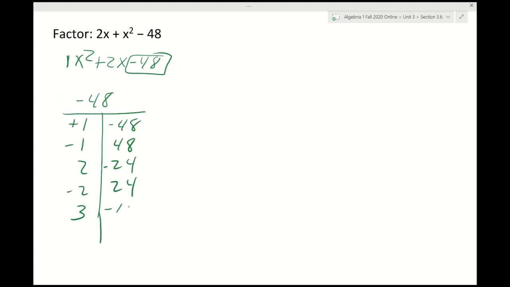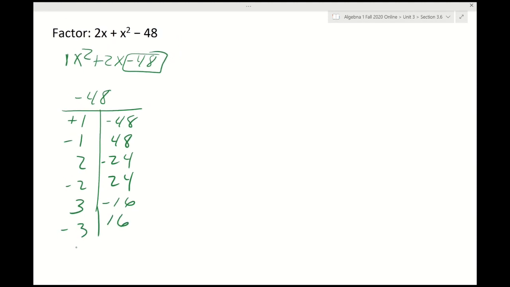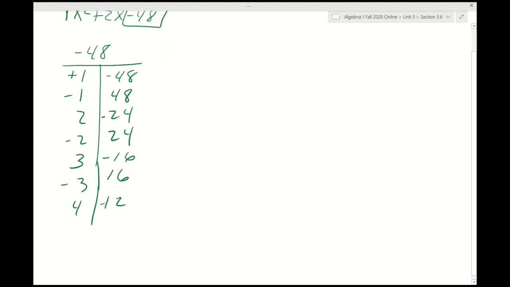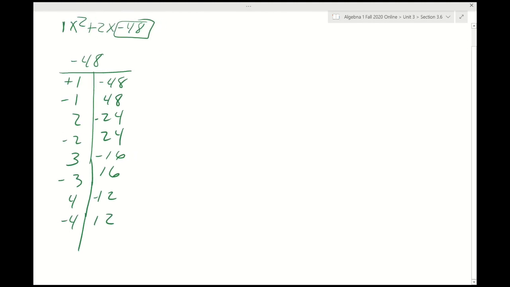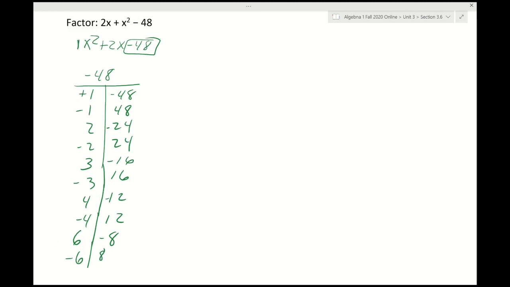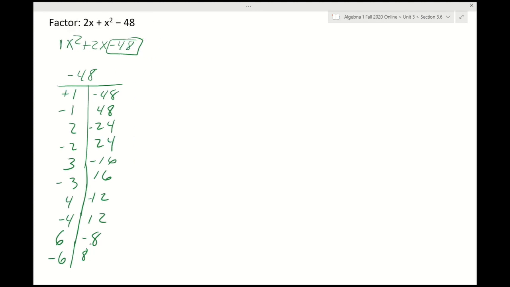3 and negative 16, a negative 3 and a positive 16. 4 and a negative 12, a negative 4 and a positive 12. 5 won't go into it evenly. Will 6 go into 48 evenly? Well, 6 times 8 is 48, so it will. So I can do a 6 and a negative 8, or a negative 6 and a positive 8. The only other option I would have would be a 7, because now I've got 8s coming back up.